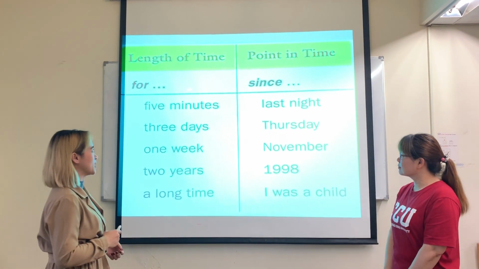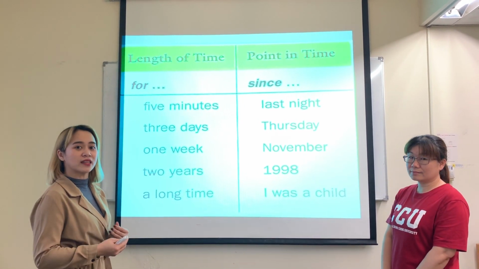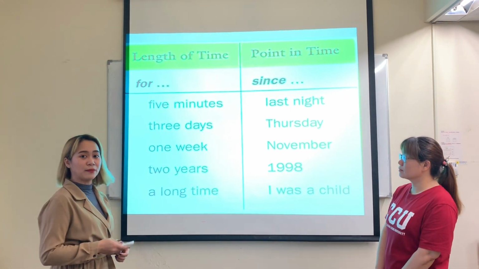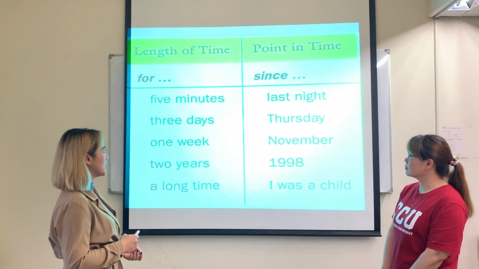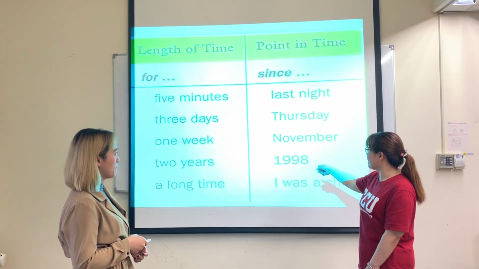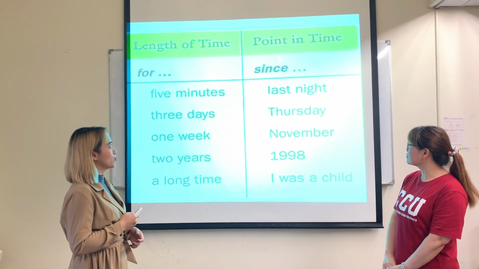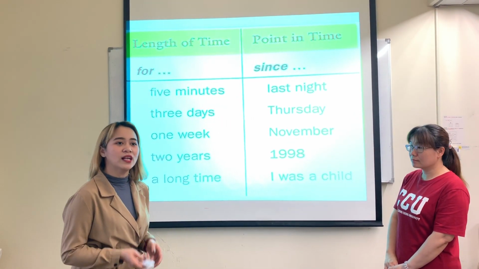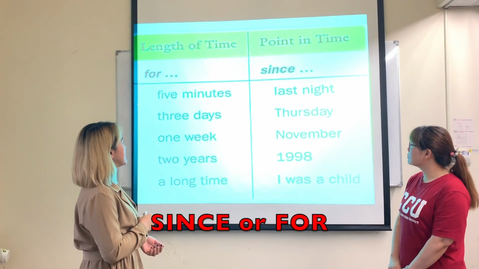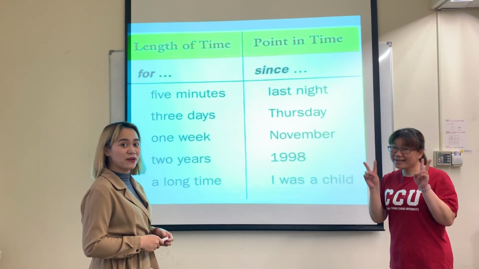Okay, so now we're going to introduce two common adverbs in the present perfect. The first one is for and the second one is since. They can be considered signals for you to recognize this tense. We use for with a length of time, for example, for 5 minutes. And we use since with a point in time, for example, since 1998. For example, this year, 2019, which one will you use, since or for? Since. That's right.